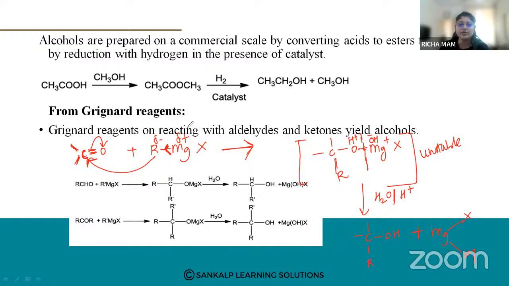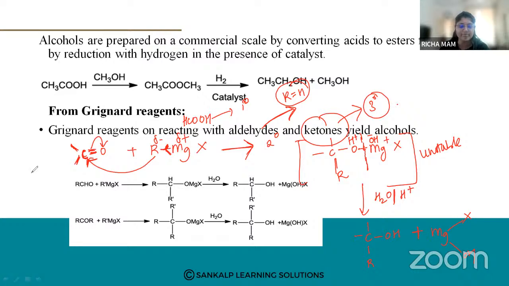So when you react it with formaldehyde, you get a primary alcohol. If you react it with any other aldehydes, leaving R equals H, it will give you secondary alcohols. If you react with ketones, you'll get tertiary alcohols. Is it clear? Very important from exam point of view. It is asked for 3 marks. Very, very important. Mark this as important.